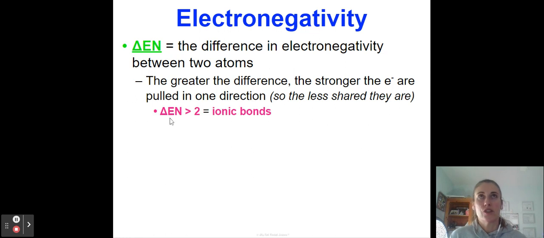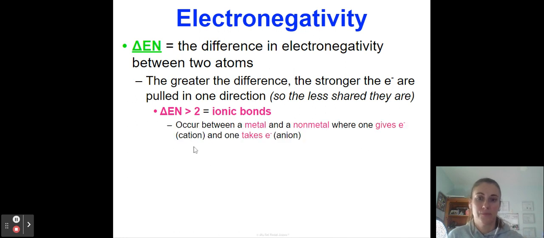As far as ranges to kind of give us an idea of what type of bonds we're looking at, if our change or difference in electronegativity is greater than 2, we're going to consider that to be ionic. There's such a big difference and such attraction to one of those atoms more so than the other that it actually steals the electrons off of that other atom. So this is going to occur between a metal and a non-metal, where the metal is going to lose the electron because it becomes a cation, and the non-metal is going to take that electron, the anion.